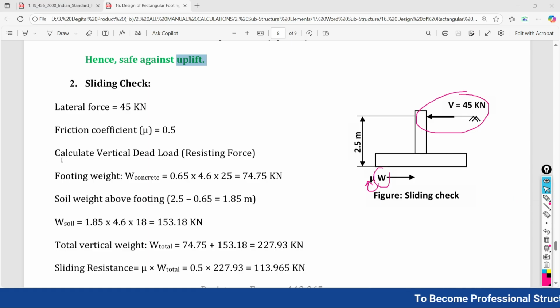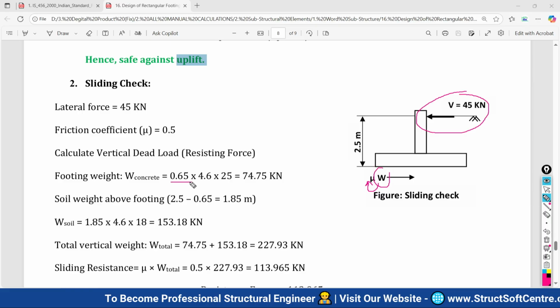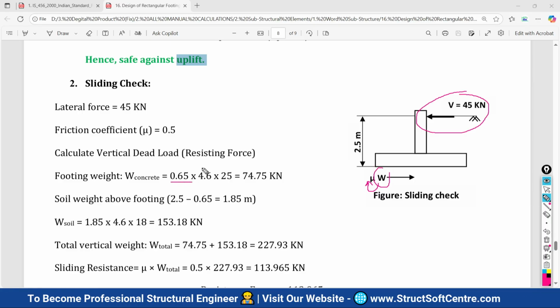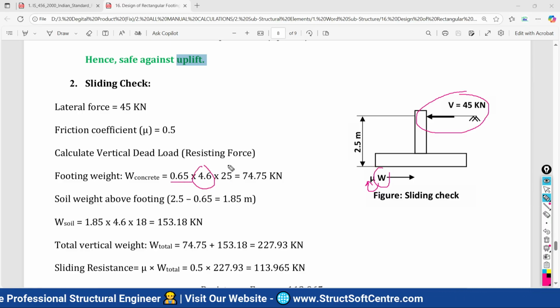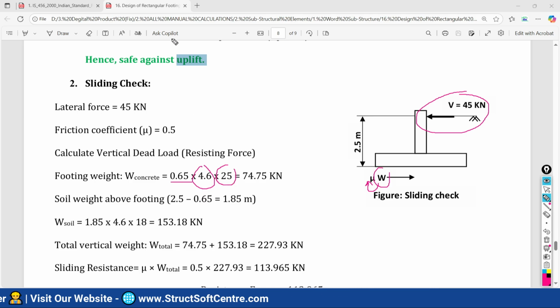Try to understand. Calculate the vertical dead load, or resisting force. Footing weight: how can you calculate it? 0.65 is the overall depth of your foundation, multiplied by the area of the footing, 4.6, multiplied by 25. This calculation we already did in our previous case of the uplift check. It gives 74.75 kilonewton.